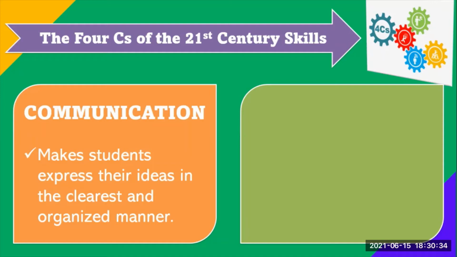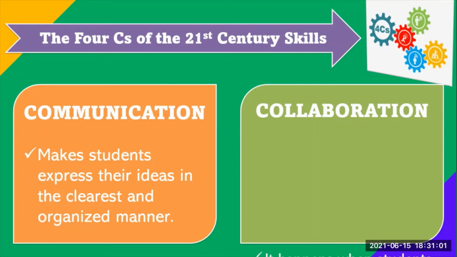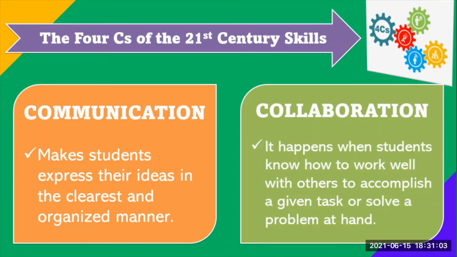Okay. The last C we have is the term collaboration. I think this is one of the highlighted parts of the 21st century skills, because we also believe that two is better than one. We can actually harness the essentiality of ideas when it comes to collaboration. So collaboration happens when students know how to work well with others to accomplish a given task or solve a problem at hand. So this is a 21st century essential.